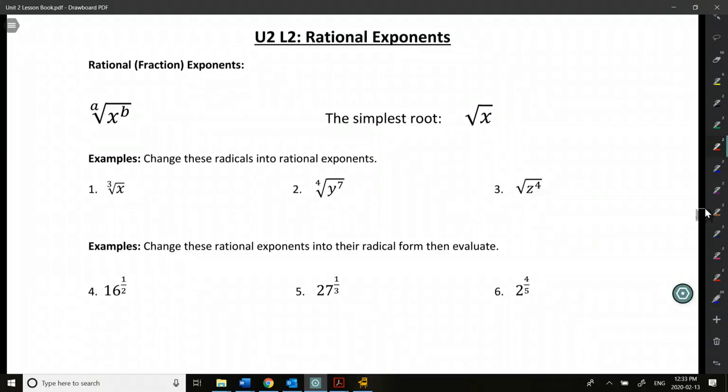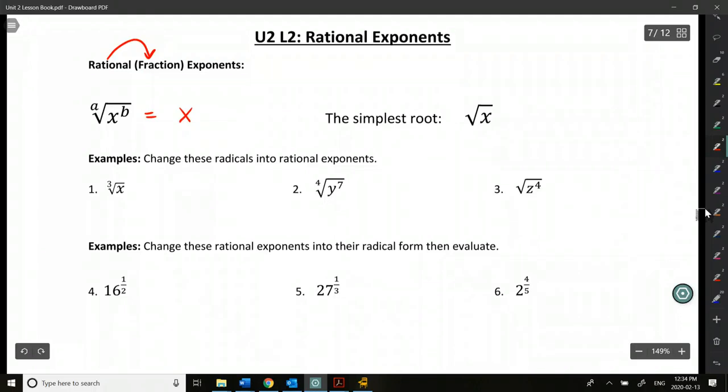Okay, so when we hear the word rational, we want to think fraction. Rational exponents can be expressed in two different ways. They can be expressed in root form, or they can be expressed as a fraction in the exponent. If I have some root, it doesn't necessarily have to be a square root, it could be a cubed root or a fourth root, fifth root, and so on. If there's any exponent on my x, I can switch this into a rational exponent by writing x to the exponent b over a. So the number outside the root becomes the denominator of the rational exponent.